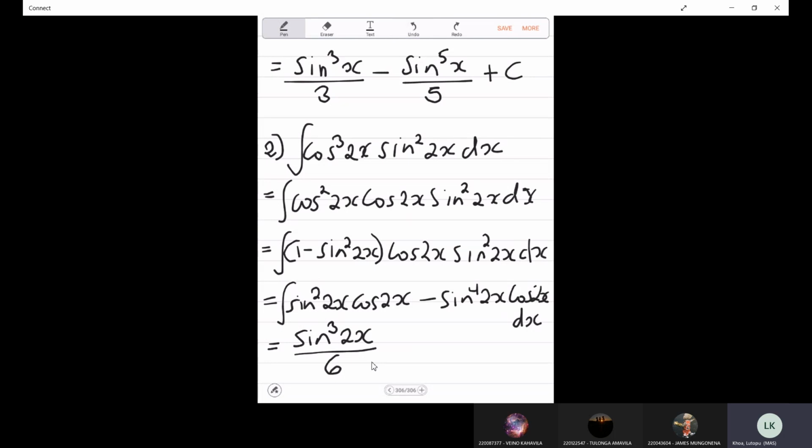And then the next one, do it in the same way. This is sine to the power of 5 of 2x. I divide by 5 and then divide again by 2, which is the same as dividing by 10. And then I have my constant of integration, like that.